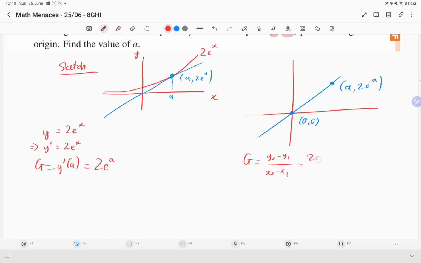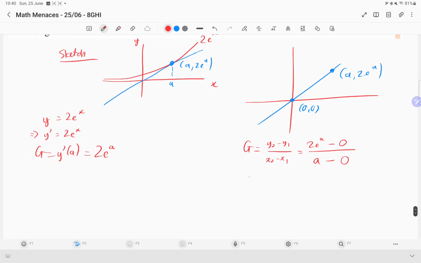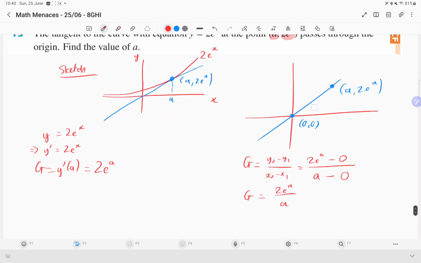So y2 is 2e^a, minus y1, which is 0, over x2, which is a, minus x1, which is 0. So we get another equation of gradient. That would be 2e^a over a. Okay, now what? How do we find a? How do we form an equation to find a? Any idea? So far, we can form an equation now, but how do we form that equation?